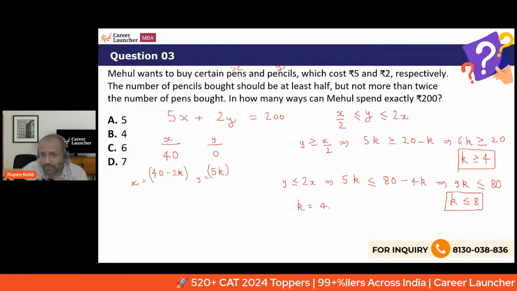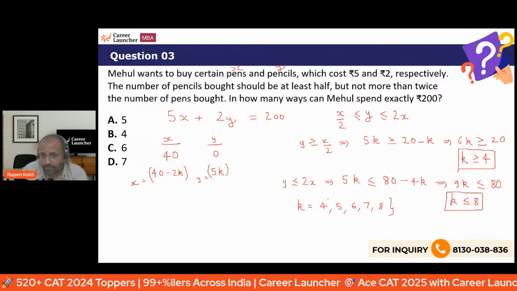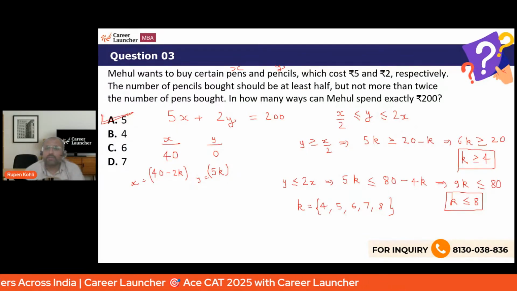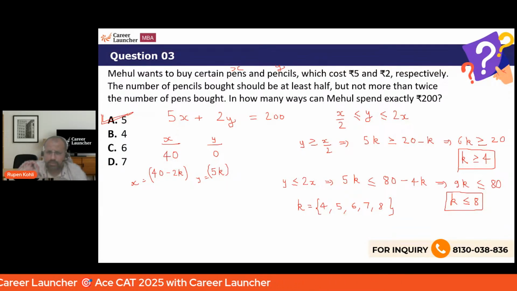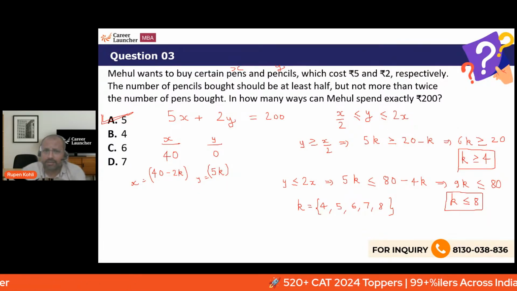Therefore, k will start from 4 and go up to 8. So k can take the values 4, 5, 6, 7, 8. 5 different ways, 5 different combinations in which Mehul can spend exactly rupees 200 in buying his pens and pencils. And he goes happy and does his coloring work and his homework and everything.